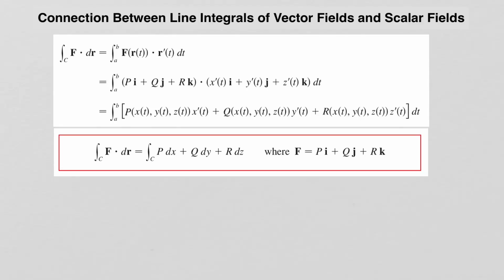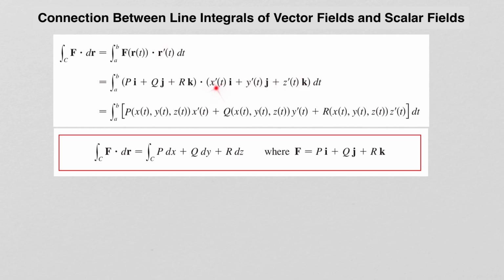Now let's briefly talk about the connection between line integrals of vector fields and line integrals of scalar fields. So if we have a line integral of a vector field over some curve C, we define that to be the integral of f dot product with dr, which is equal to this. This is the example that we just did a second ago. But if we think of f as being some function p times i plus q times j plus r times k, we can think of f of r of t as simply being p, q, and r. And then we're going to take the dot product with r prime.